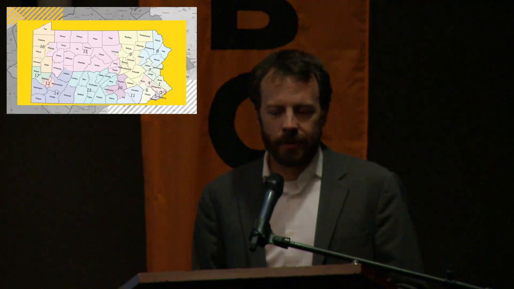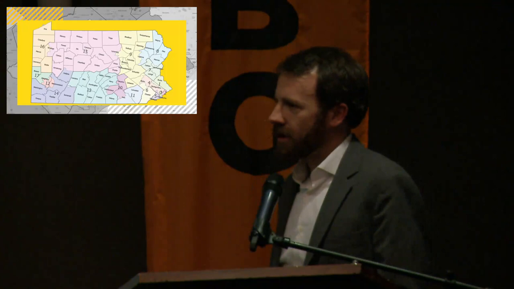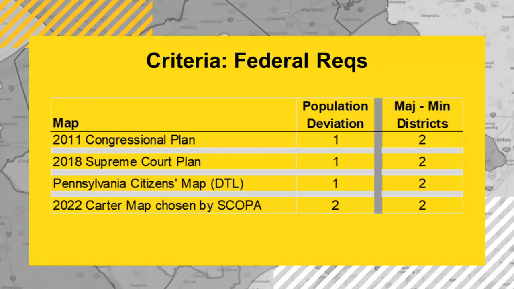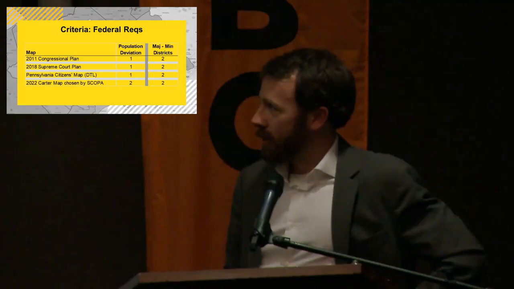So I'm going to split all those different values that we just talked about into four different slides to compare the 2011 congressional plan, the one that produced an enduring 13-5 Republican advantage in 2012, 2014, 2016, regardless of the types of votes. So that's the top number. The 2018 plan was the plan that came about from the League of Women Voters case. And then I have to put up our citizens map because I'm very proud of that map. Michael and Ann did a lot of work on that map too. And then, of course, the Carter map that was chosen by the State Supreme Court.